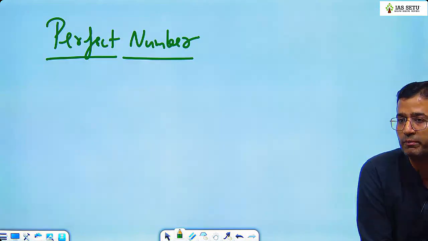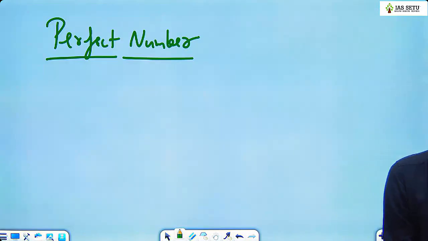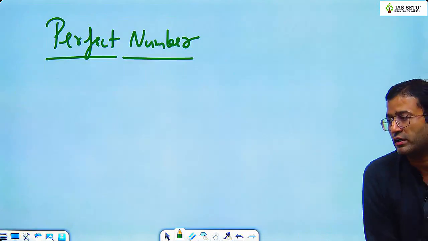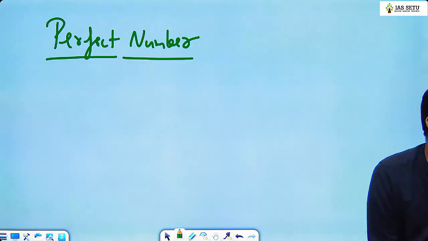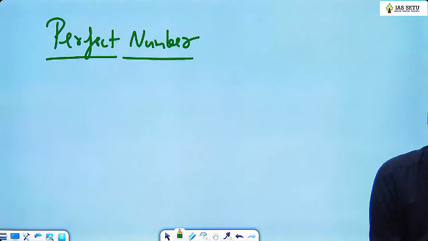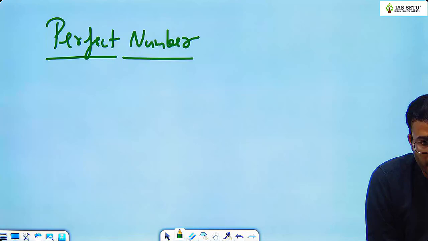Now come to the topic perfect number. Anyone tell me what is perfect number? Any example if you can give? 6 is a perfect number, yes. Do you know any other number which is a perfect number? If you know 6, and why you are saying 6 is a perfect number? कहीं पढ़ा है बस, 6 is a perfect number. Or you know why 6 is called perfect number? Sum of the factors will be perfect.